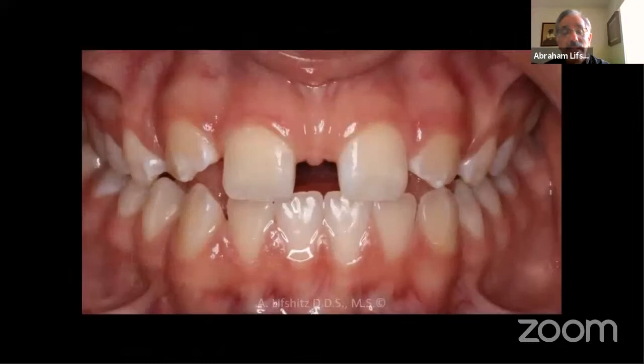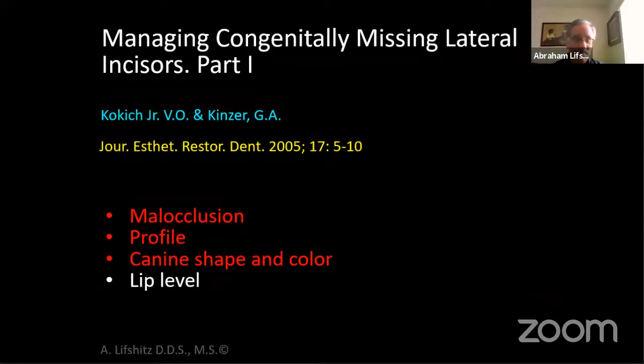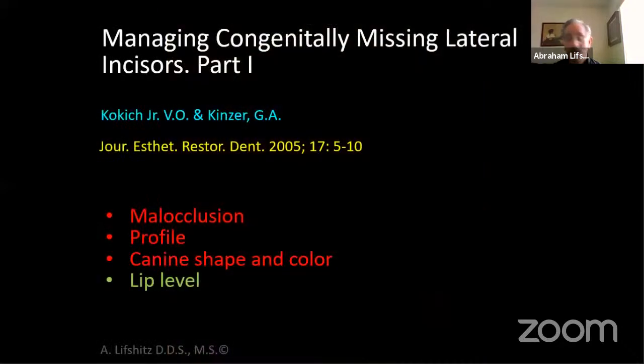What about the canine shape and color? The canines are wider than the central incisors, and they are yellower than the central incisors. So they comply with the substitution requirement. And what about the lip level? She has a low smile line. She doesn't have any gingival display upon smile. So on the lip level, she complies with the canine substitution requirements.